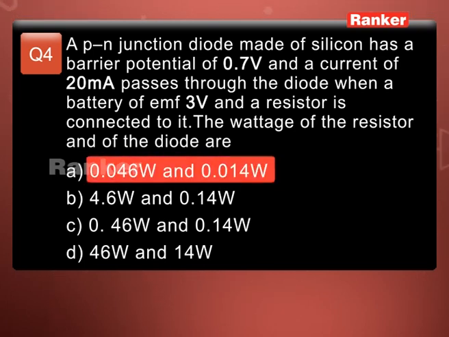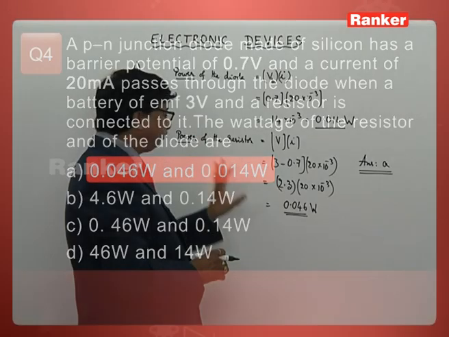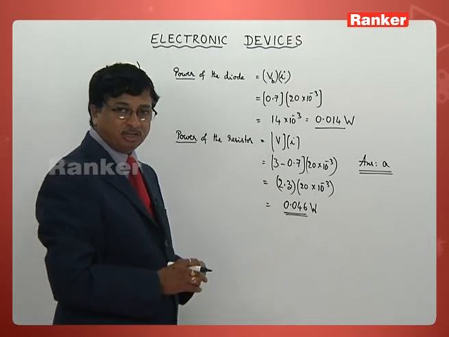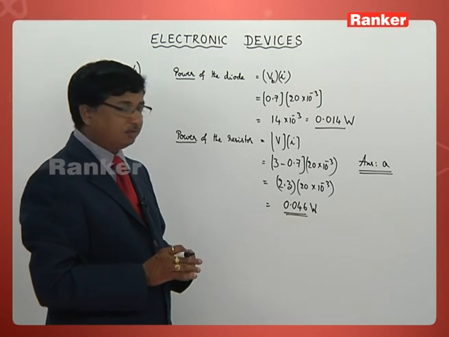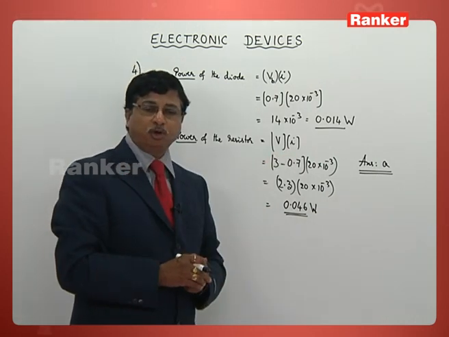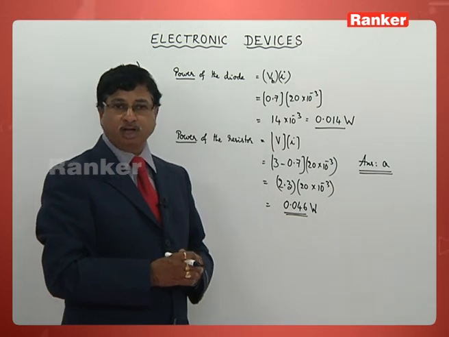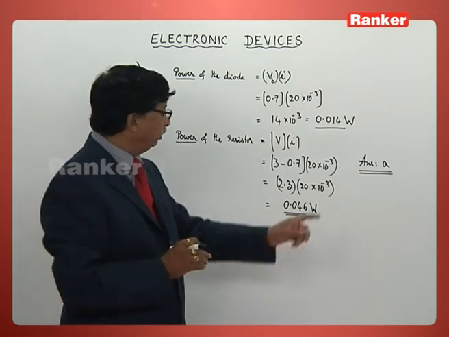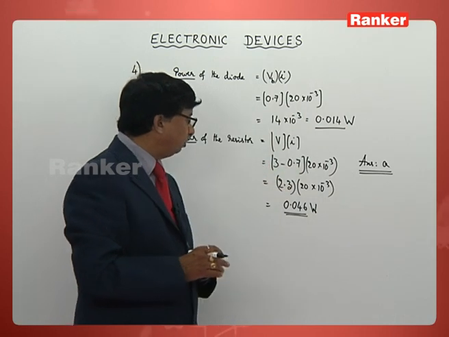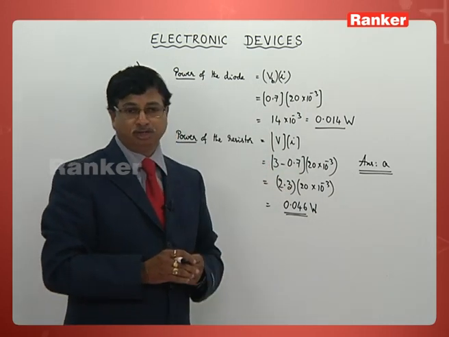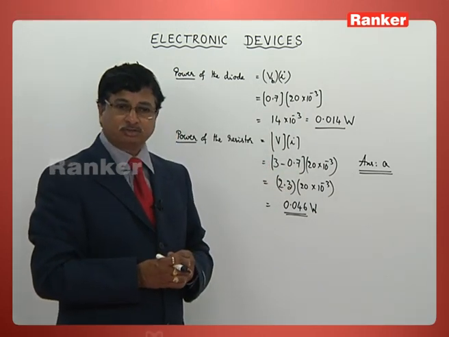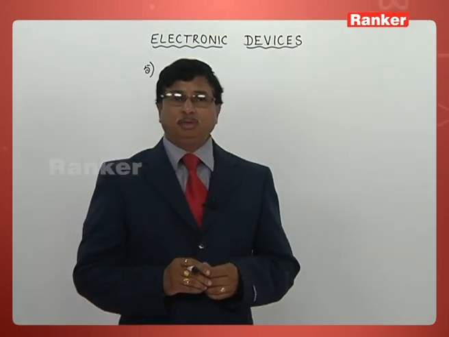If you look at the power of the diode and the power of the resistor connected there, he is asking you two questions. The first option, 0.046 watt and 0.014 watt, is the correct option for us. After calculating this, we get the same values. So that is question number 4. Check problem number 5 now.